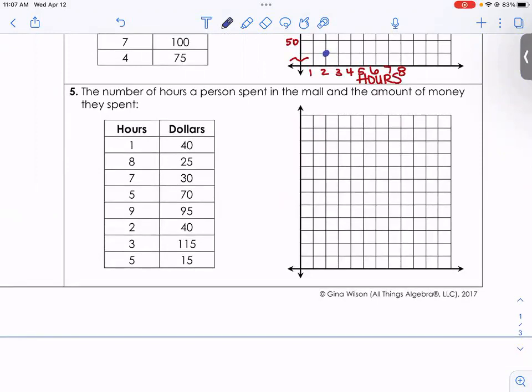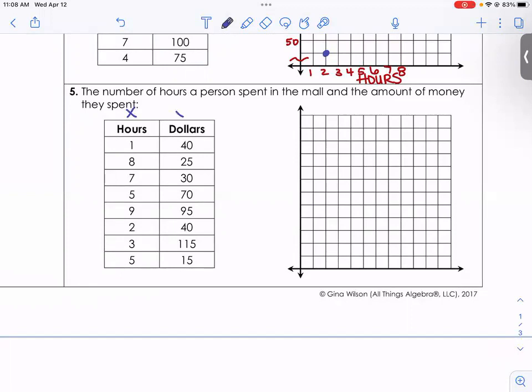All right, let's look at number 5. The number of hours a person spent in the mall and the amount of money they spent. What do you think could happen? I think the shorter you're there, the more money you spend. No, the longer you're there. Well, she said it's 8 hours, spent 150. It depends on who you are. So maybe this could be interesting.